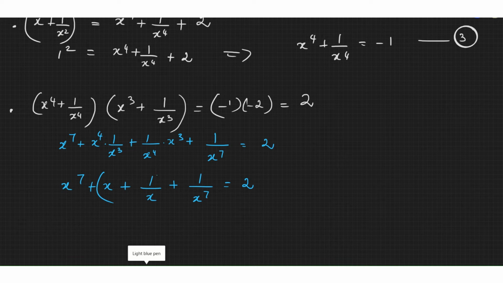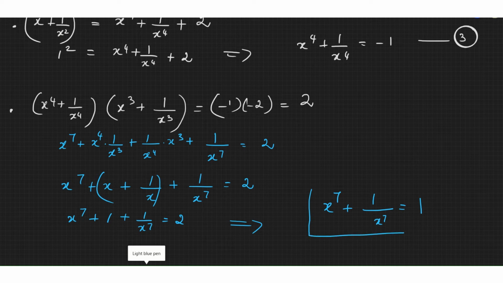And you know that this is 1. So your x to the 7th plus 1 plus 1 by x to the 7th is 2. Or this gives us x to the 7th plus 1 by x to the 7th is 2 minus 1, which is 1. That is the result we got using method 1 also.